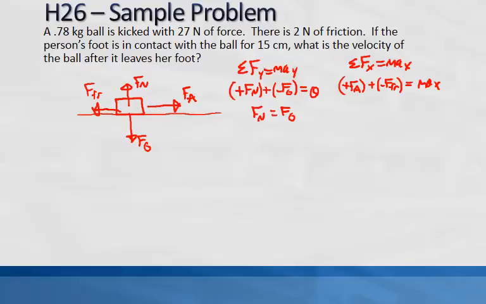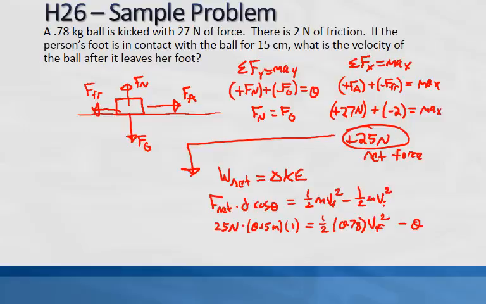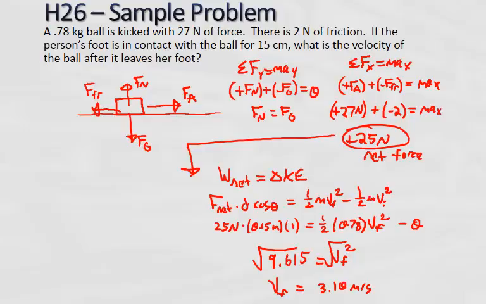So positive force applied plus the negative force of friction. In this case, positive 27 plus negative 2, so 25 is the net force. Therefore, for work net, we use 25 newtons. 15 centimeters is 0.15 meters, and the net force is to the right, positive, and the displacement is to the right, so the cosine of 0. We have our mass, and the initial velocity is 0. We're looking for the final velocity. So it should go off her foot at 3.10 meters per second.